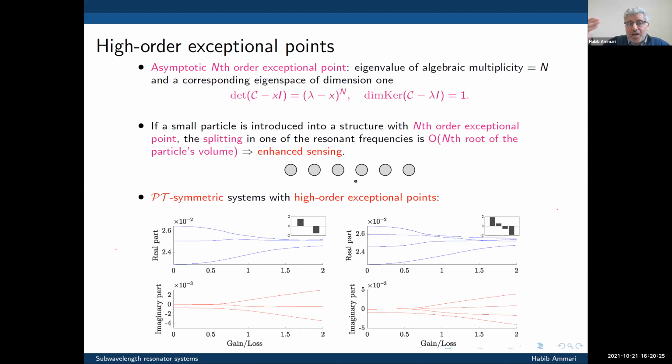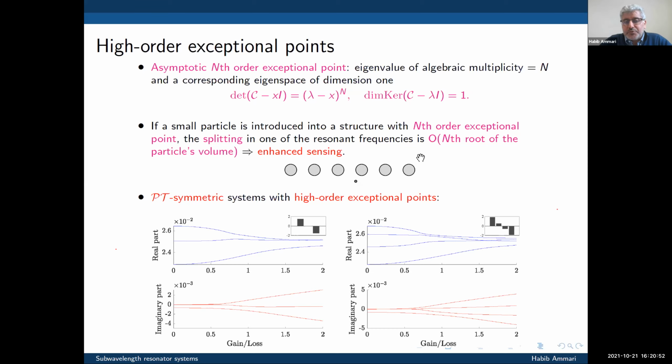We can make it at higher order, we can make it the nth order exceptional point. So these are eigenvalues of algebraic multiplicity equal to n with corresponding eigenspace of dimension 1, as you can see here. What's the significance, or what's the application of this? What is the motivation for us to think about these nth order exceptional points? The motivation is enhanced sensing.